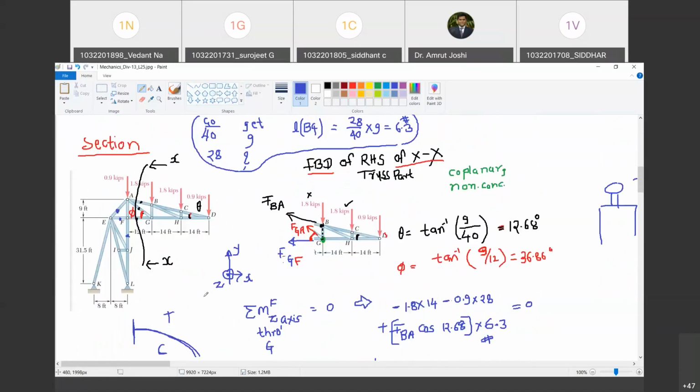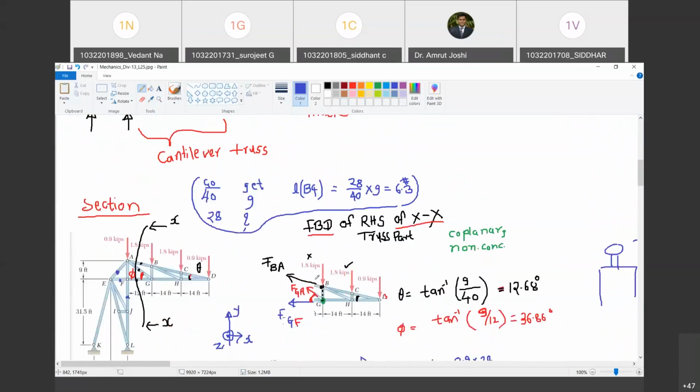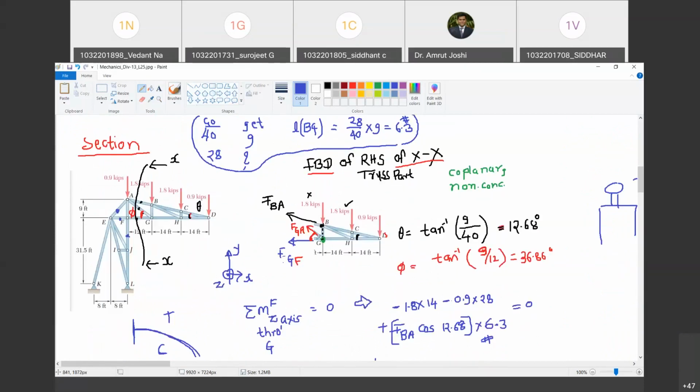Okay. So this was about the solution of the problem where you find out forces in selected members using the method of sections. Are you with me? Yes, sir. Now pay attention here, if my section cut more than 3 members, what would have happened? Are you with me? Yes, sir. Let us say the section would have cut 4 members.